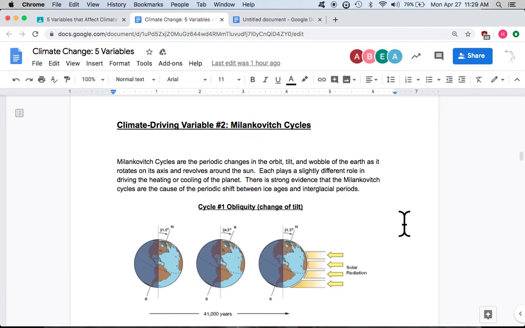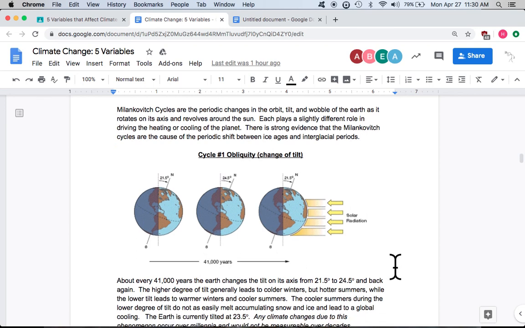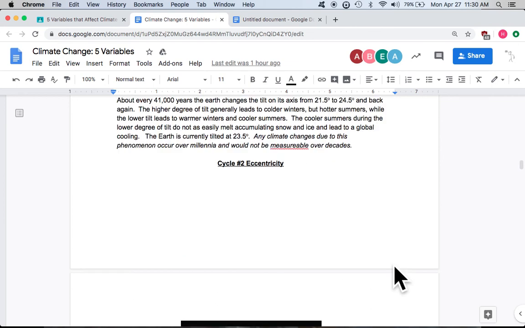Milankovitch cycles are really long-term cycles. There's a cycle that has to do with the tip of the Earth's axis. The tip of the Earth's axis changes every 41,000 years. If I could scroll down here.